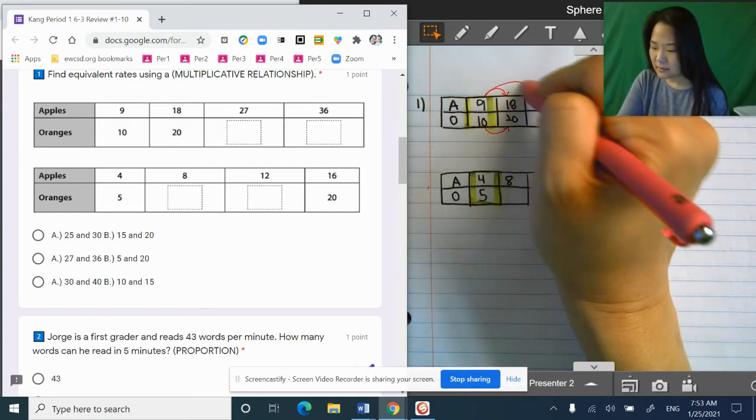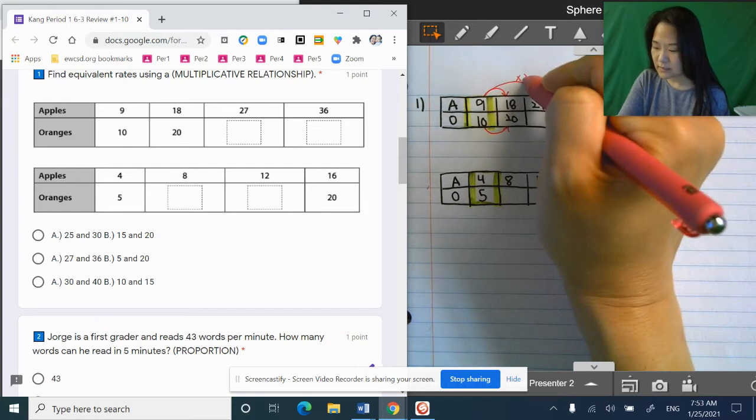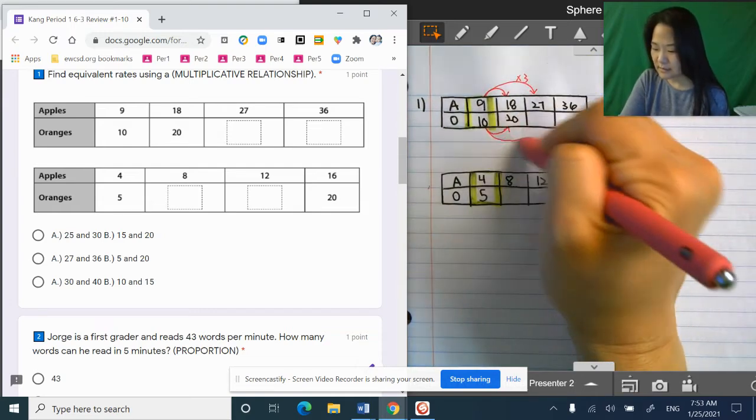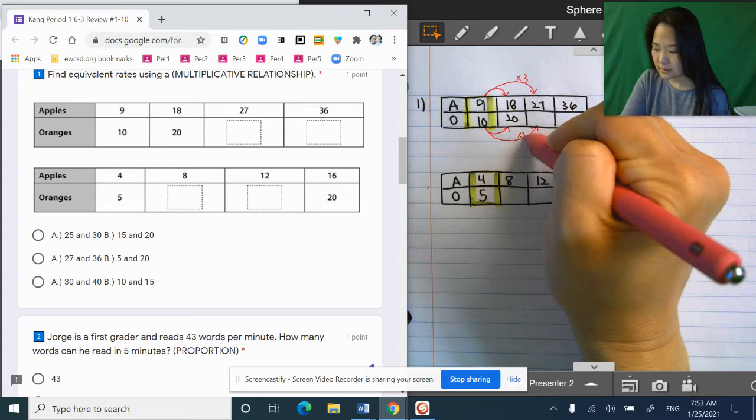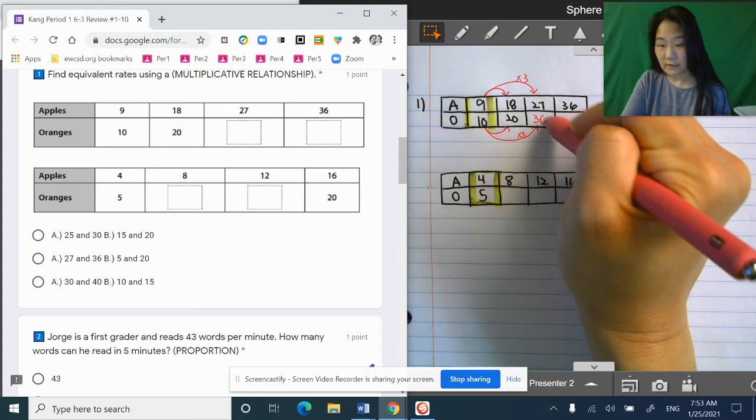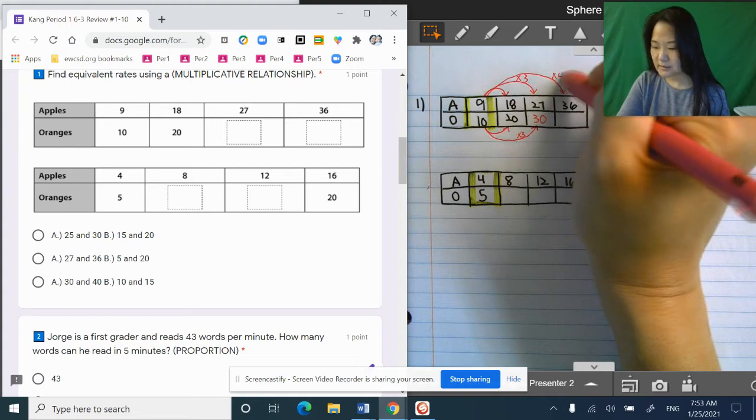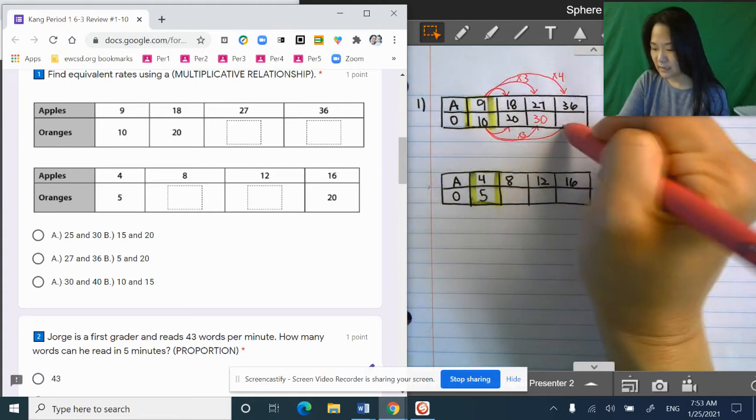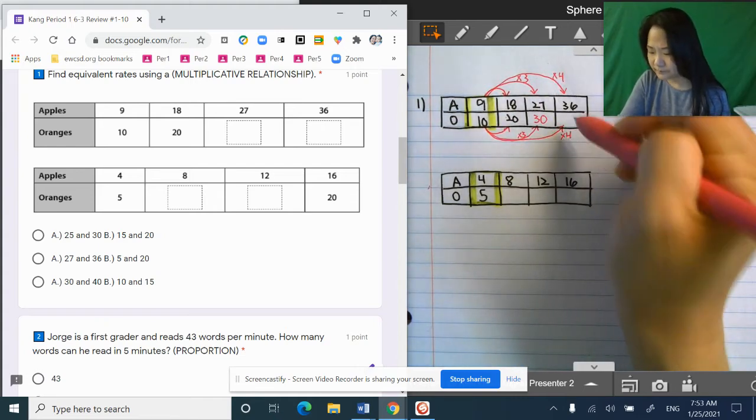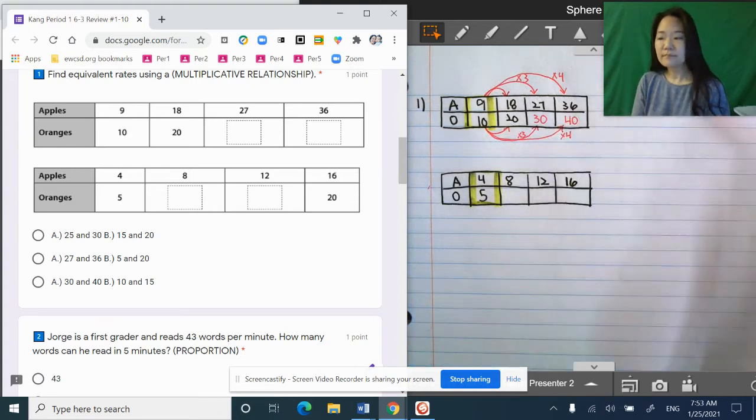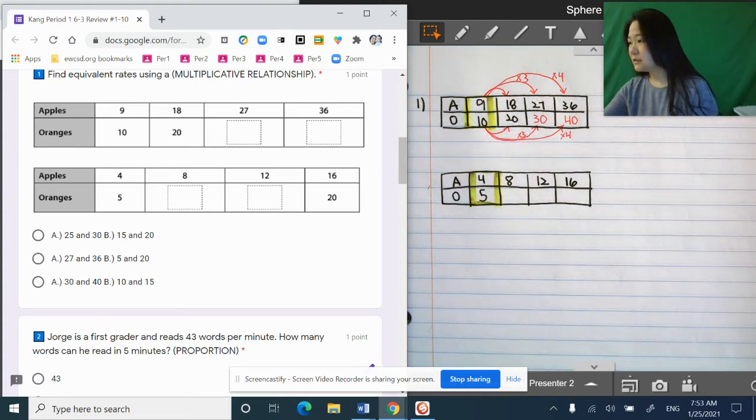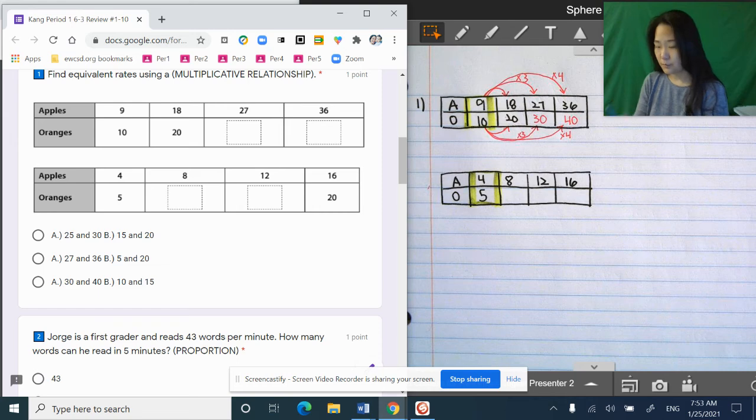So if you take a look here, 9 times 3 is 27. So if you do the same thing, 10 times 3, that makes it 30 here. 9 times 4 is 36. So if you do 10 times 4, then you get 40. Using that same strategy, now I'm going to do the other table.